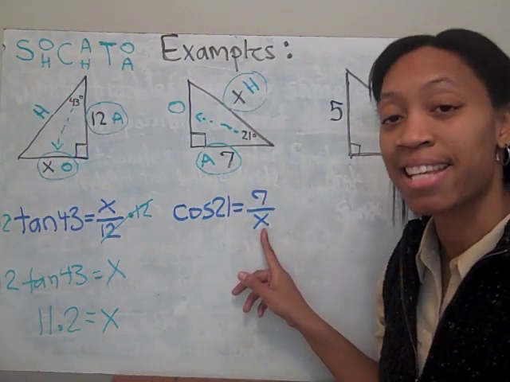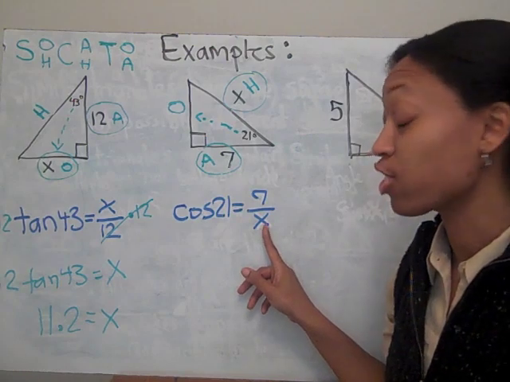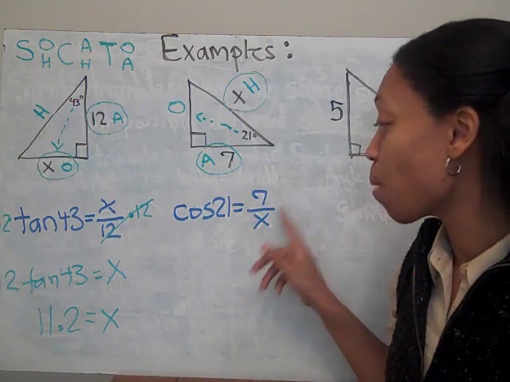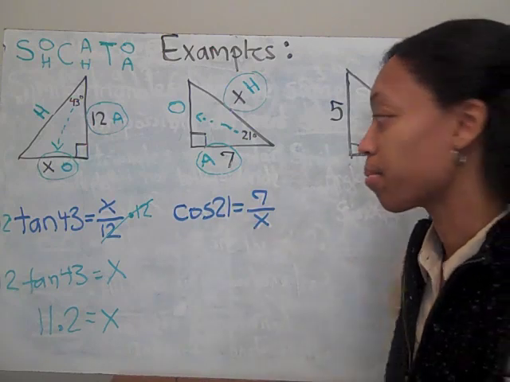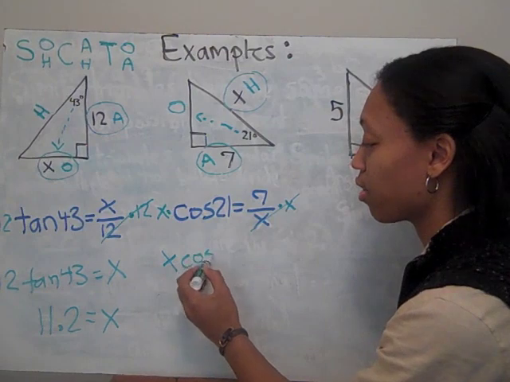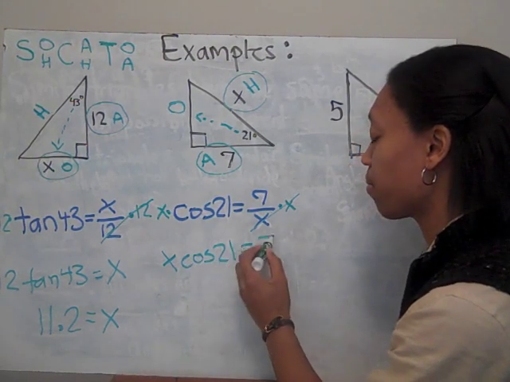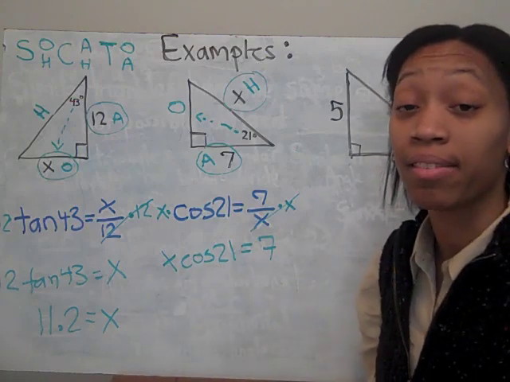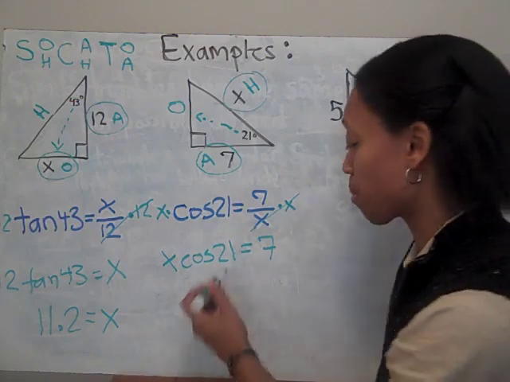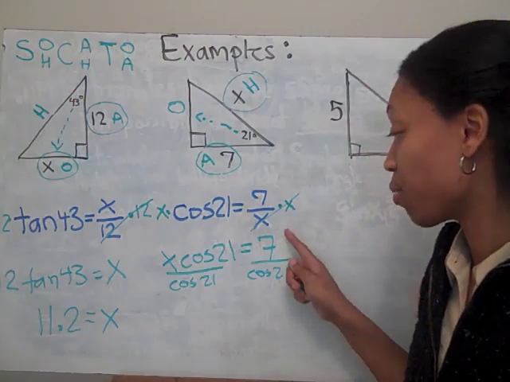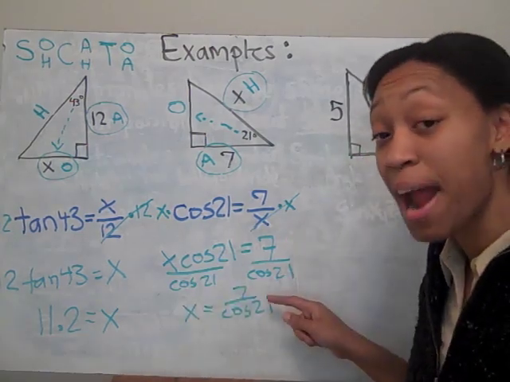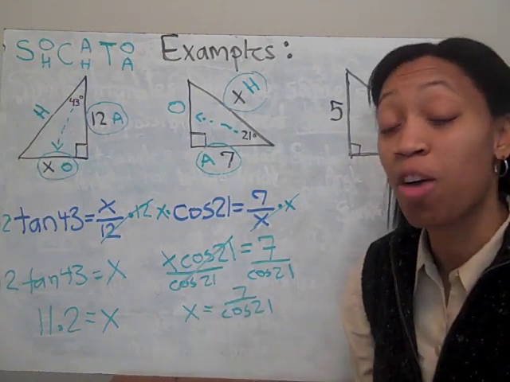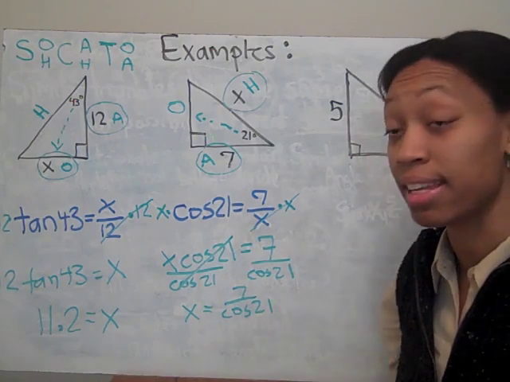This time it looks like the x is in the denominator. It's in the bottom of the fraction. Before I can really get x by itself, I need to get it out of there. So let's start by multiplying both sides by x. And now I have x cosine 21 equals 7. In order to get the x by itself, I can divide. Divide by cosine 21. This gives me my answer right here: 7 divided by cosine 21. Now, I can take out my calculator and put that in to get the answer.